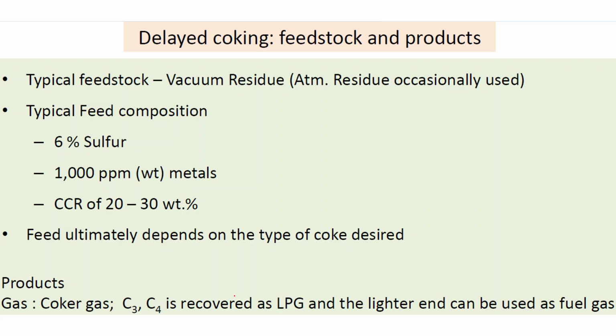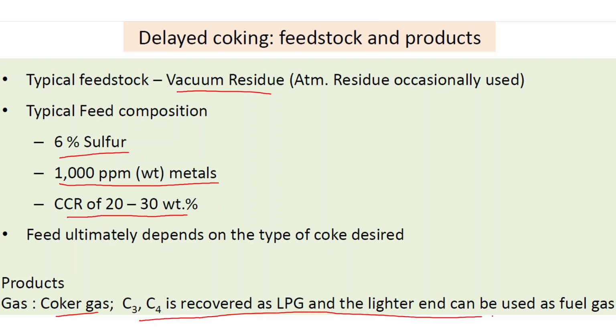So the feedstock in delayed coking is basically the vacuum residue. We are processing mainly vacuum residue, but sometimes atmospheric residue is also processed. Typical feed consists of about 6% sulfur, as I told you, some sulfur impurities, some metals, about 1000 ppm of metal, and a Conradson carbon ratio of about 20 to 30%, and the feed ultimately depends on the type of coke desired.